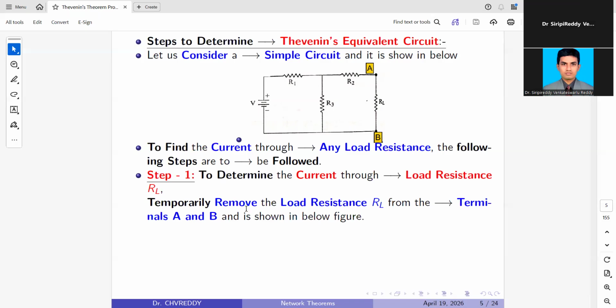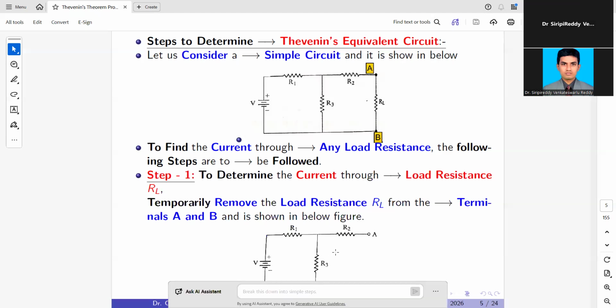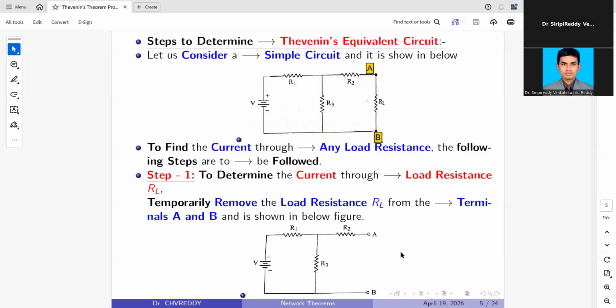Temporarily remove the load resistance from the terminals A and B. We have to remove the load resistance from the terminals A and B, as shown in the figure below. This is the figure after removing the load resistance. So step one is to remove the load resistance from the terminals A and B, to calculate the current flowing through the load resistance.